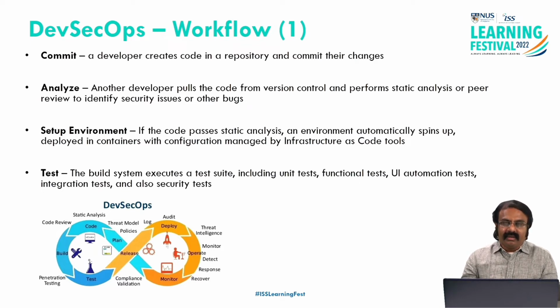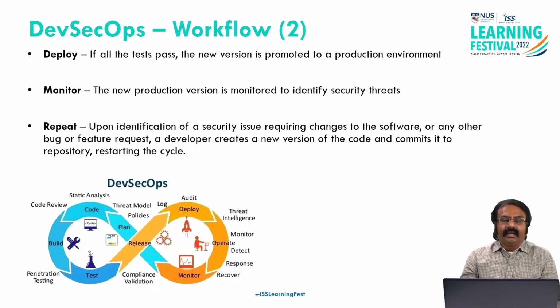Then we will carry out the test activities. So the test build system executes the test suite, including the unit test, the functional test, the user interface automation testing, the integration test, and also the security test. Deploy: if all the tests pass, the newer version is promoted to the production environment. After the deployment, we will continuously monitor. The new production version is monitored to identify any security threats. And then we will repeat the process.